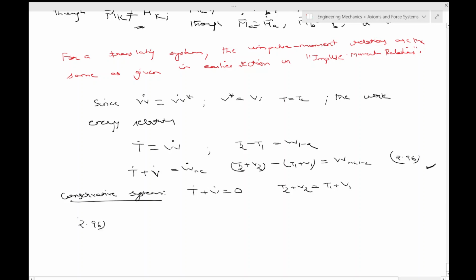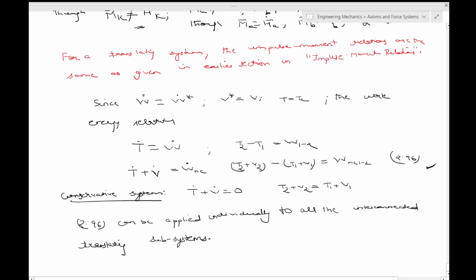So 2.96 can be applied individually to all the interconnected translating subsystems, then add up relations for the whole system. Okay, so you know that something which was internal to the system will become an external force to the individual subsystem, so you have to consider all that separately.